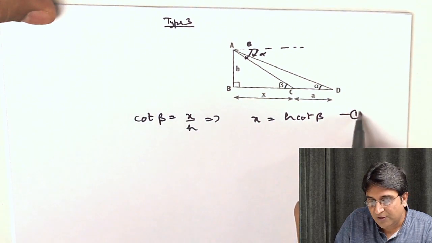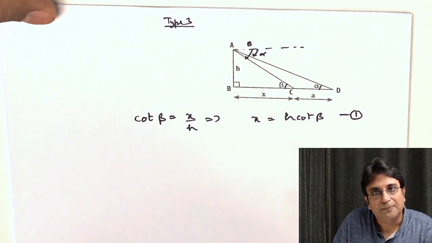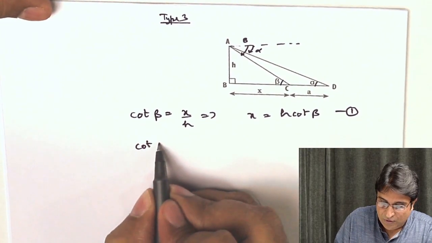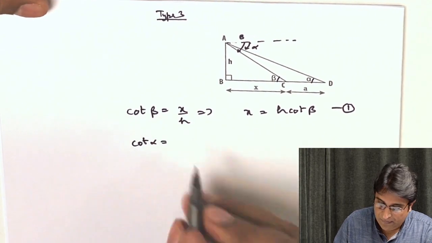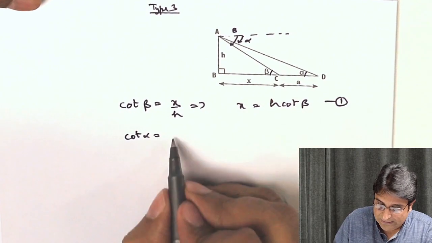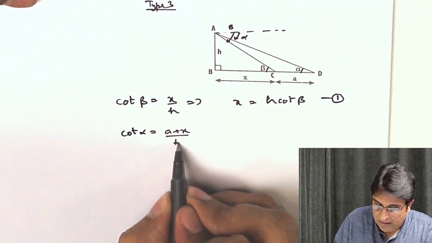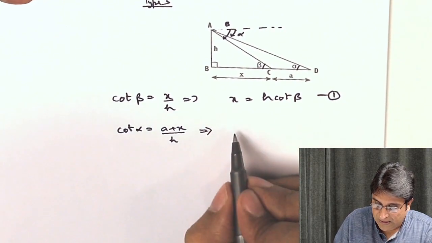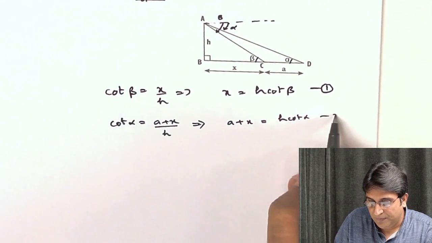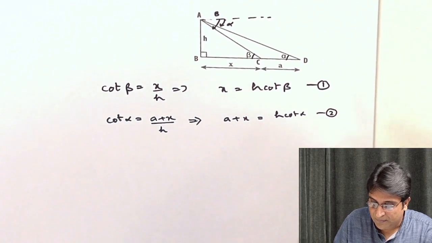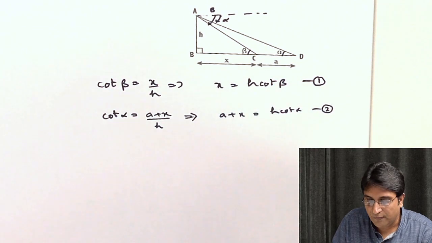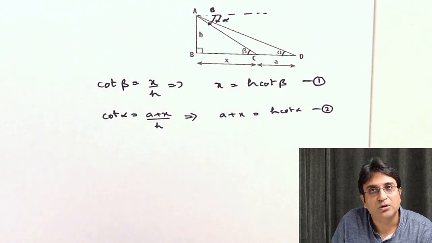Perhaps the only thing which I have done differently is found cot beta first instead of cot alpha. Not that it makes a big difference. So here also cot alpha, cot beta have to be found and we have to solve them. Now what is cot alpha? Adjacent here now is A plus X by H. Again rearrange it and you'll get A plus X is equal to H cot alpha. Now if you just subtract maybe the first equation from the second, you will start getting the values. So that's all you have to do. Frame these two equations, start solving, you'll get the answer.